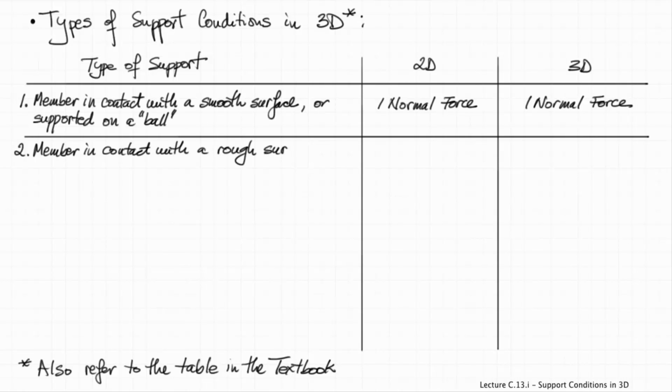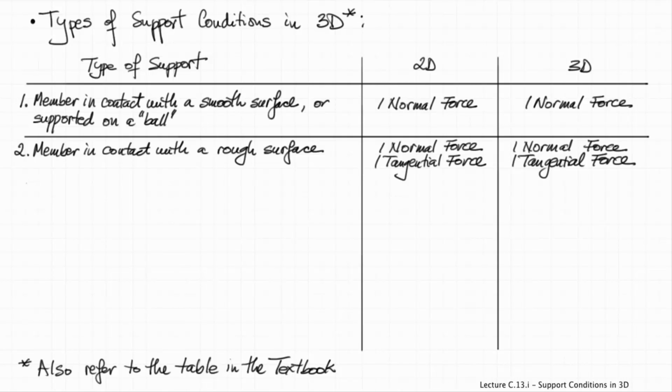Now, a member in contact with a rough surface, it's similar as before, but now we also have friction force. So in addition to the normal force, we have one tangential force as well. In 3 dimensions, the same thing, but now we are in the 3-dimensional space.